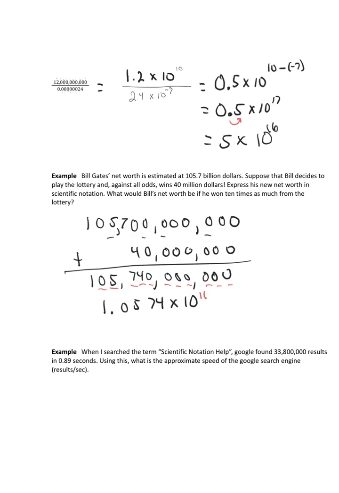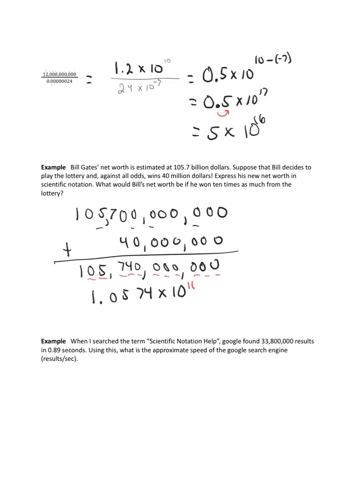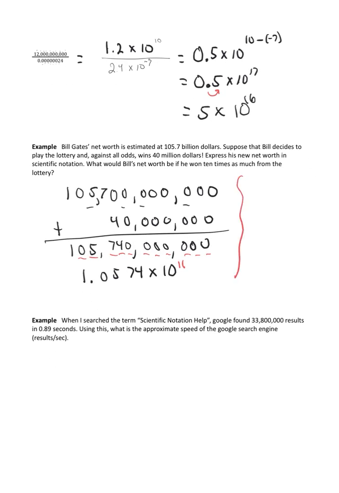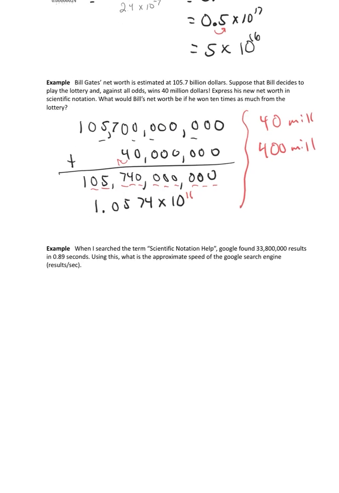And kind of a follow-up, I'll let you try this one on your own, but what if he had won 10 times as much from the lottery? So instead of 40 million, 10 times as much would be 400 million. So it'd be a similar connection, but that would just be moved over a place and another zero, and then a similar calculation. All right, one last one.